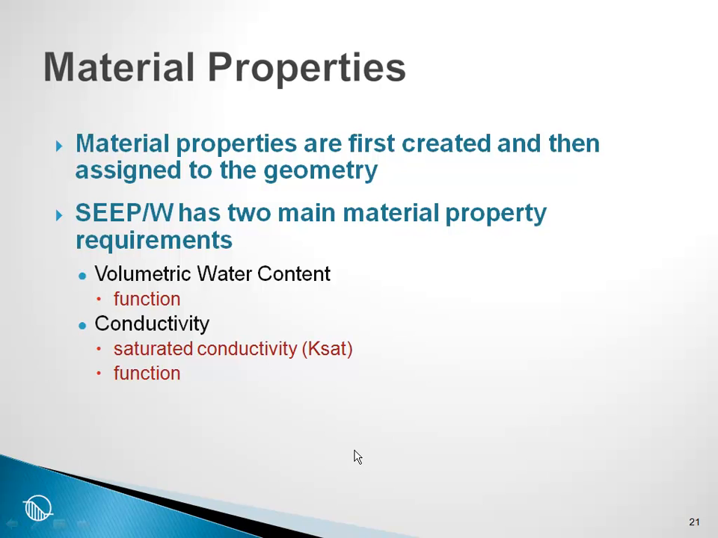SEEP-W has two main material property requirements. One is the volumetric water content, and we have to describe it as a function. The other is the hydraulic conductivity, and when the soil is saturated we refer to it as Ksat, but generally when we have unsaturated soil the conductivity needs to be described as a function that is very similar to the water content function.